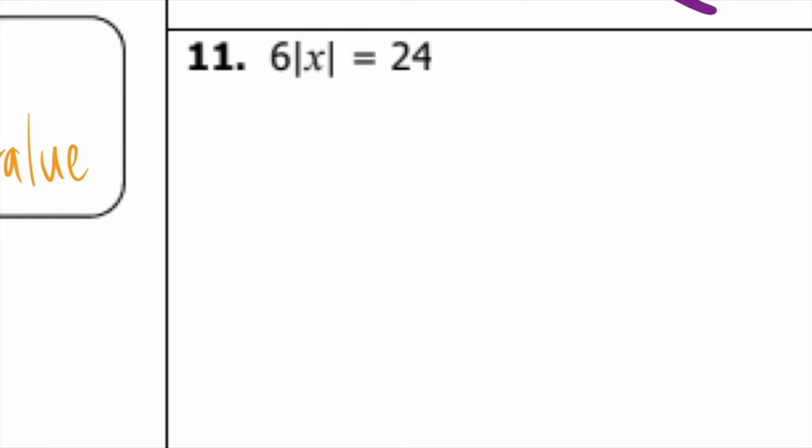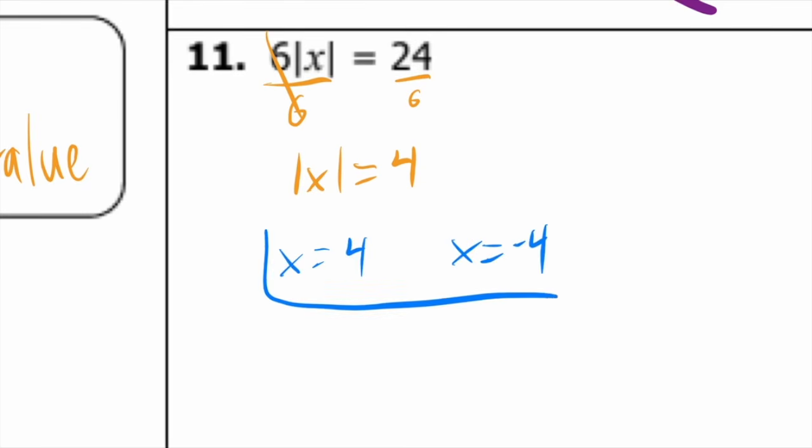6 times the absolute value bars. Well, before I even move on to the other side, I know I have to undo this multiplication by dividing by 6. The 6 is reduced, and I get 1 times the absolute value of x, or just the absolute value of x, equals 4. Now that my absolute value is isolated, I make my two equations that are 4 and negative 4. And these are already solved. So those are my two answers.